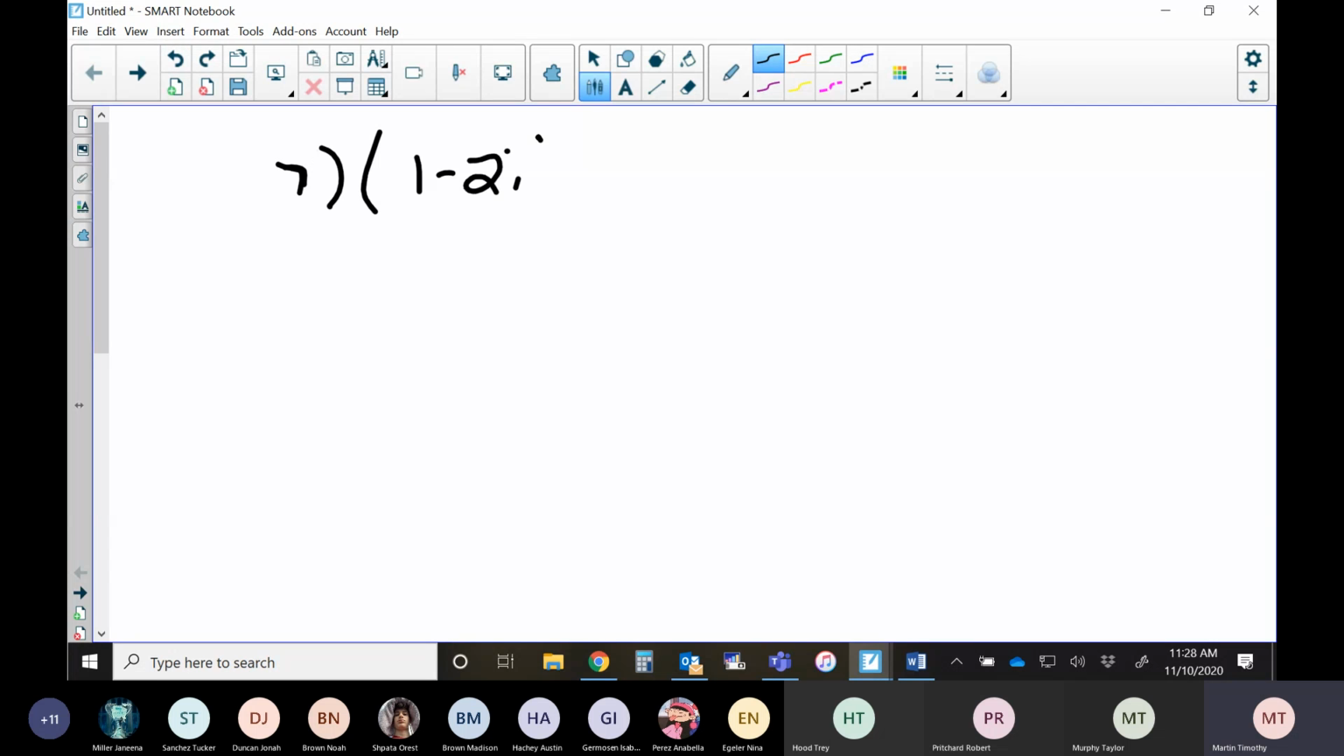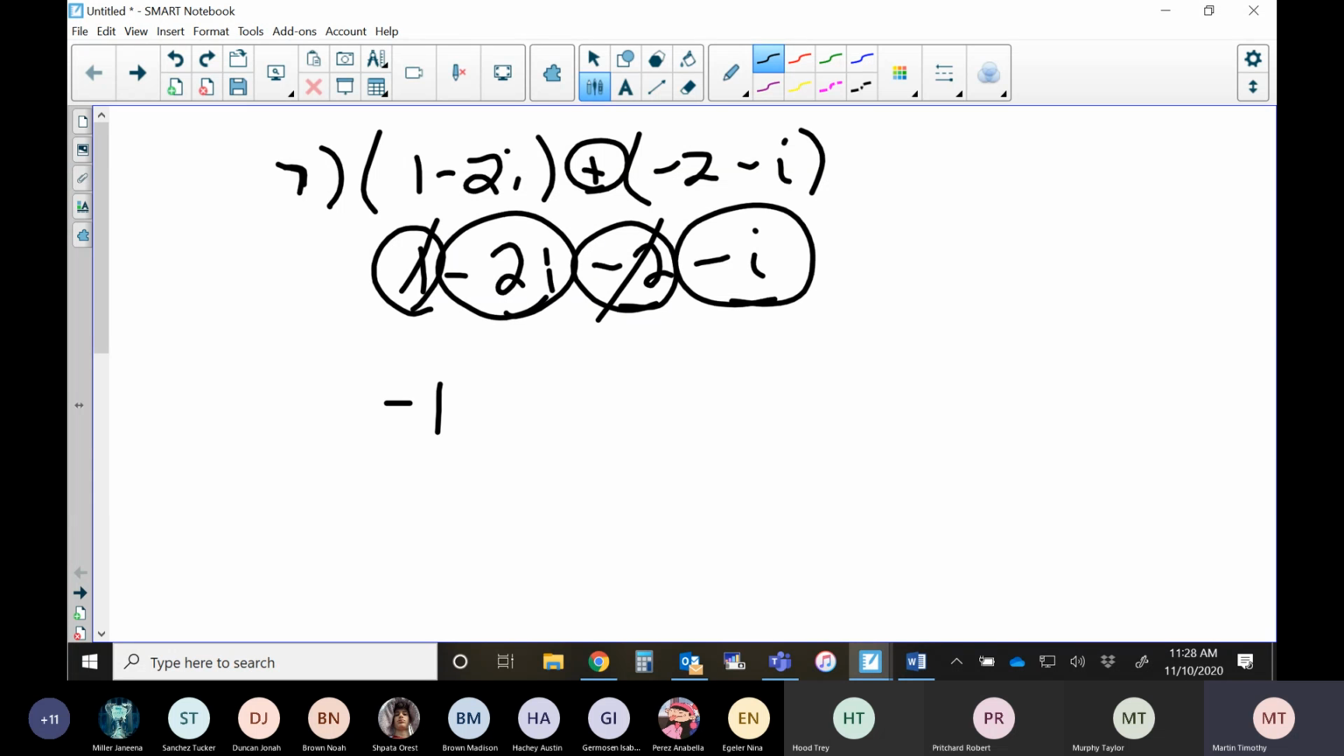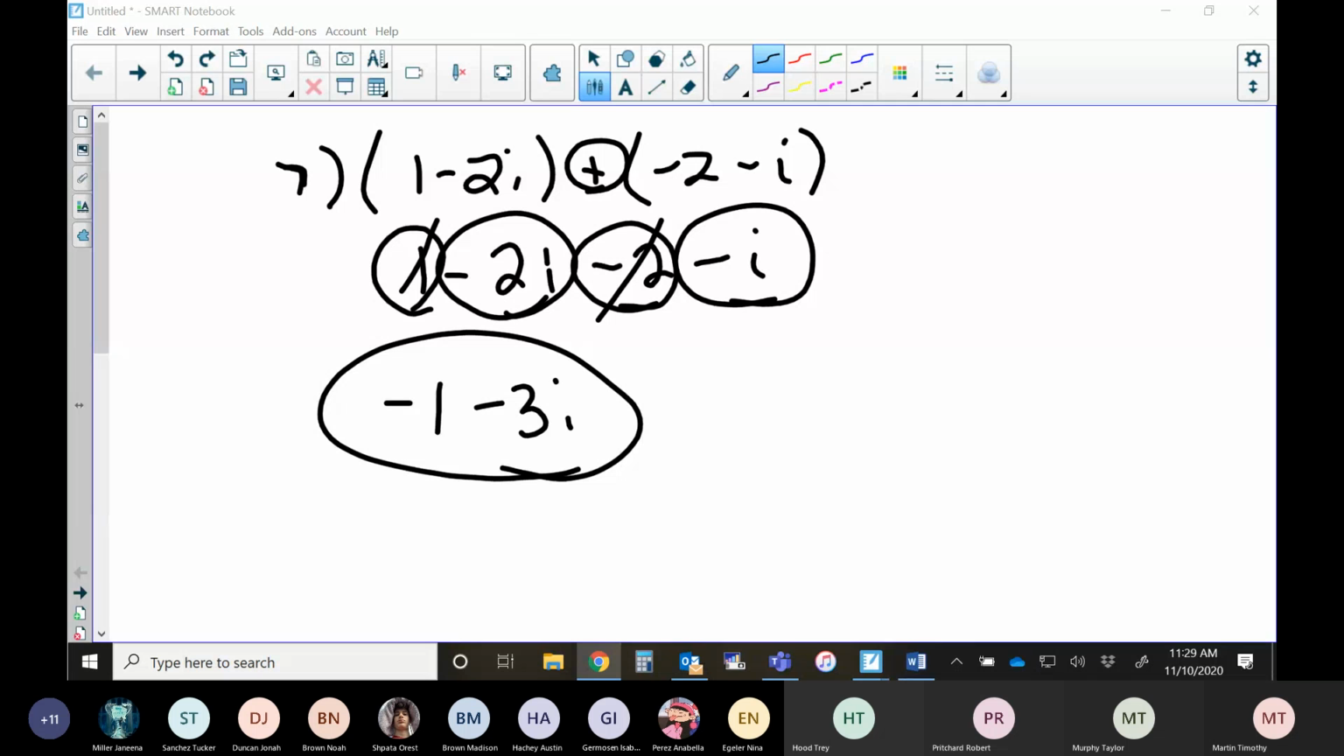One minus 2i plus negative 2 minus i. Because this is a plus sign right here, I can actually just drop the parentheses and combine like terms. A 1 and a negative 2 turns into negative 1. A negative 2i and a negative 1i gives me negative 3i. Questions on number 7?